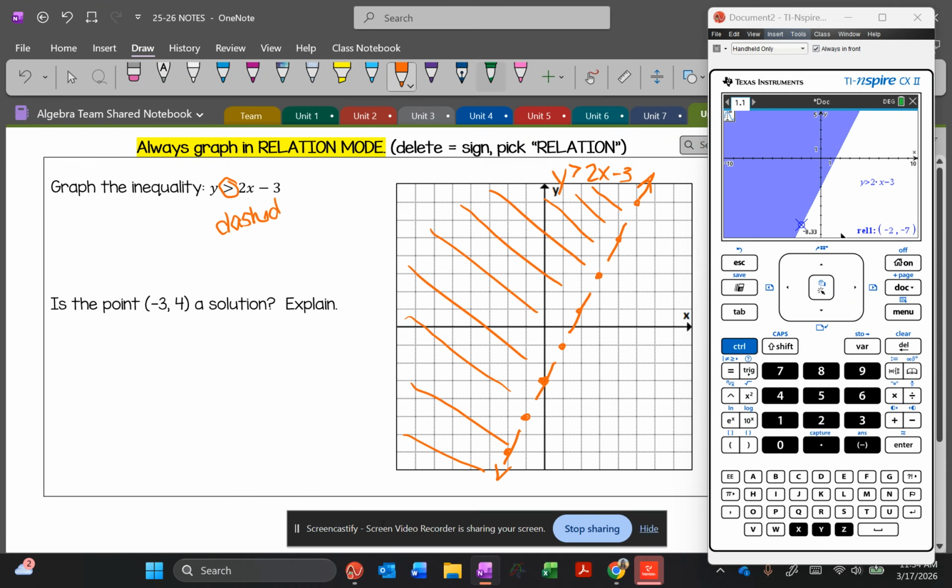And then a lot of times what we're going to do is determine if a point is a solution. So the first thing that we're going to do is plot the point -3, 4. Since that point is falling in the shaded area, this is a solution. So we're going to say that, yes, because it is in the shaded area.